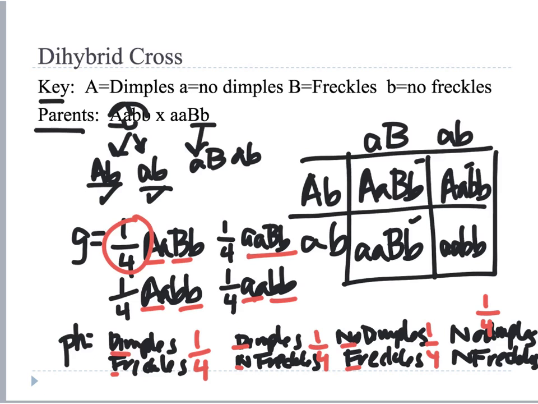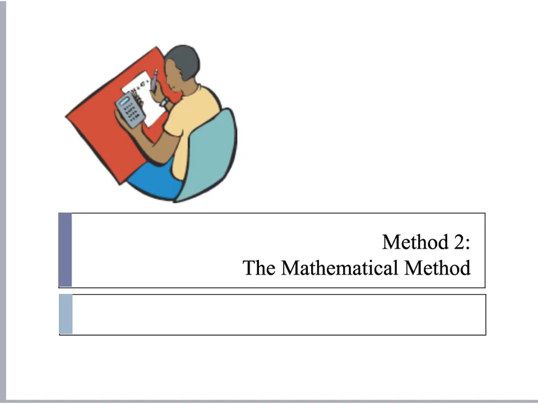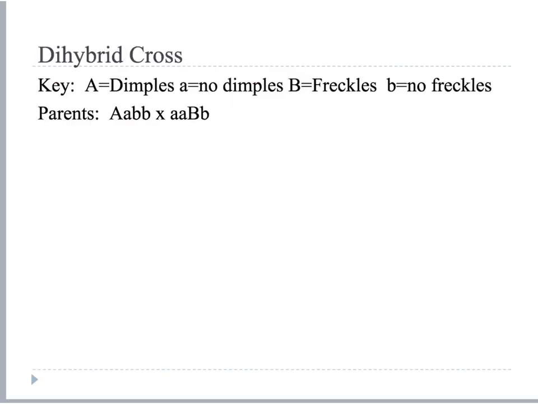Doing the full Punnett square is important if I need to know all of the offspring, both their genotypes and their phenotypes. But there's a second way to solve these problems as well, and that is using mathematical probability. We're going to use the exact same problem to do this, so you'll notice that the key and the parents' genotypes are exactly the same. We're going to set up the A trait separately than the B trait.